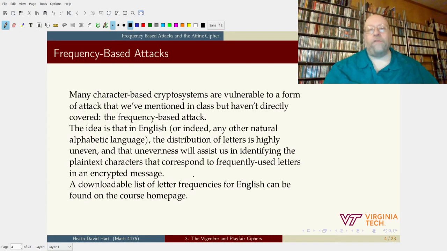So, as many of y'all mentioned on the discussion board, character-based crypto systems can be vulnerable to a form of attack that we haven't directly covered, the frequency-based attack. The distribution of letters in English is not even. In fact, it's highly uneven. There are a lot of E's, there are not a lot of J's and Q's and Z's. And that unevenness can assist us in identifying the plain characters that correspond to frequently used letters in a message. I have posted a list of letter frequencies on the homepage. You may want to use that for some of the problems on the next homework assignment.